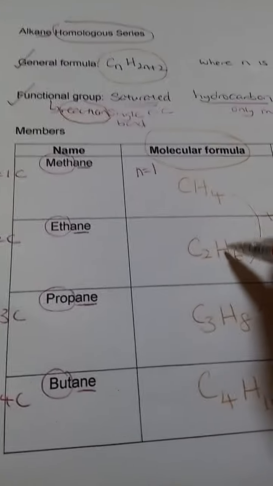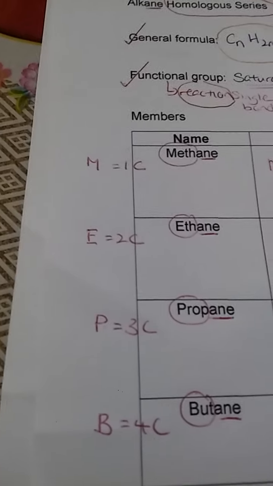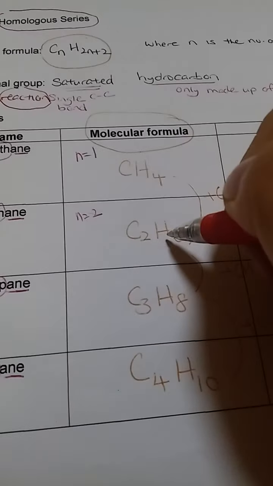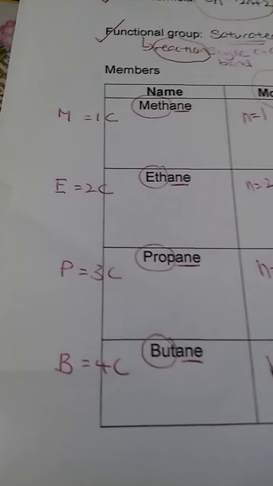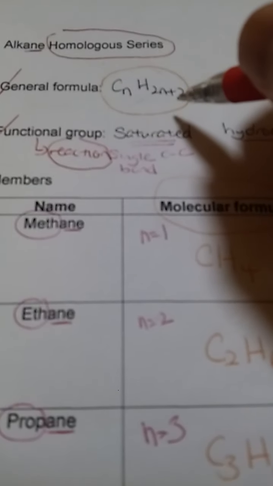Same thing, for ethane, you will sub n equal to 2, you get C2H6. Similarly, propane, n equal to 3, you will get C3H8. And your butane, you sub n equal to 4, you will get your C4H10. You just sub n into the general formula.